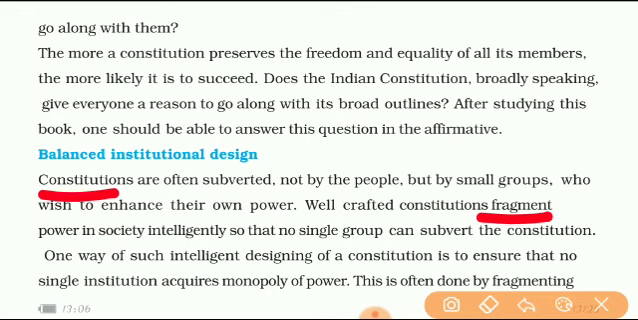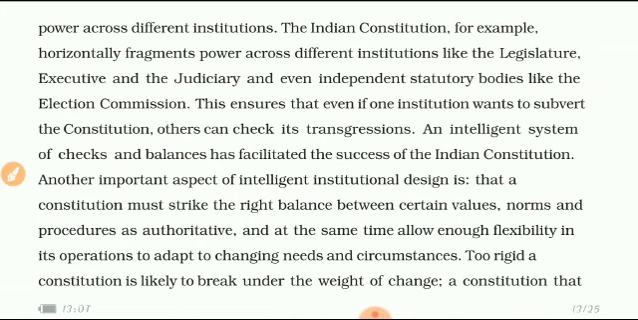Basically, a constitution should be designed in such a way that it follows the procedure of power sharing. Here it is written that a well-crafted constitution divides power among many groups. So this is somehow satisfying in a democratic country. Now moving further, this is often done by fragmenting power across different institutions. Like the Indian constitution, for example, horizontally fragments power across different institutions like the legislature, executive and judiciary, and even independent statutory bodies like the Election Commission.